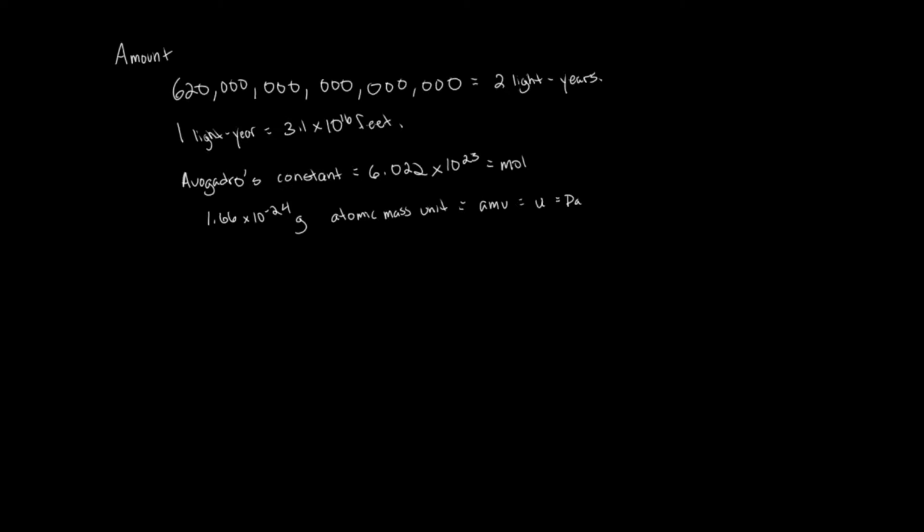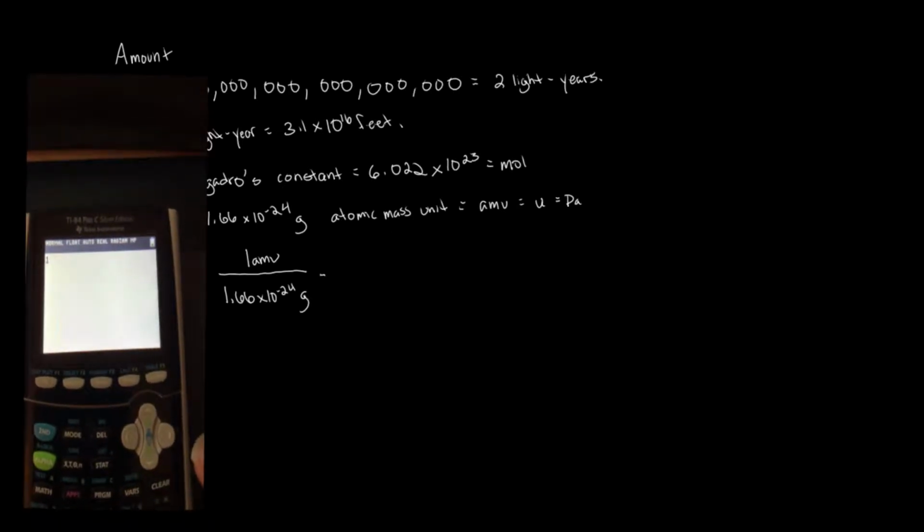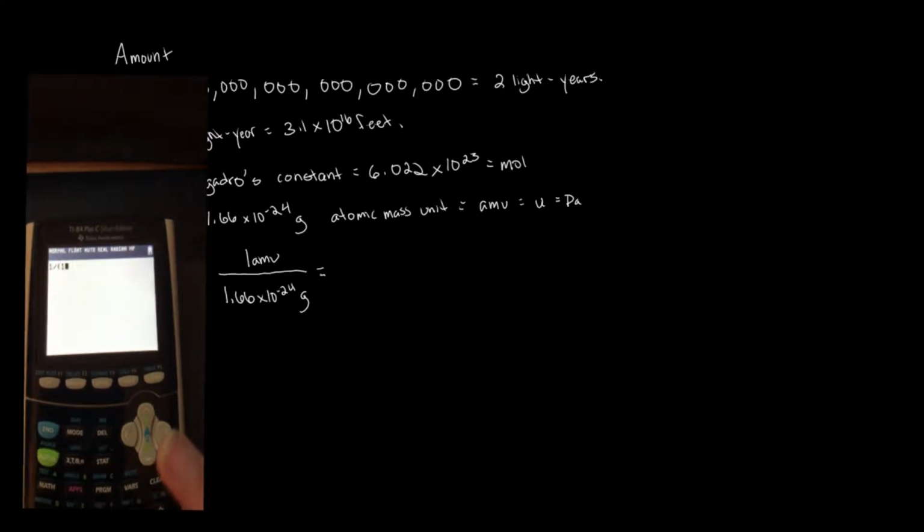Now, let's imagine that per 1 AMU, there are 1.66 times 10 to the negative 24 grams. Okay? Now, in order to illustrate this next step, I'm just gonna cut away, and you're gonna see we're gonna do this on the scientific calculator.